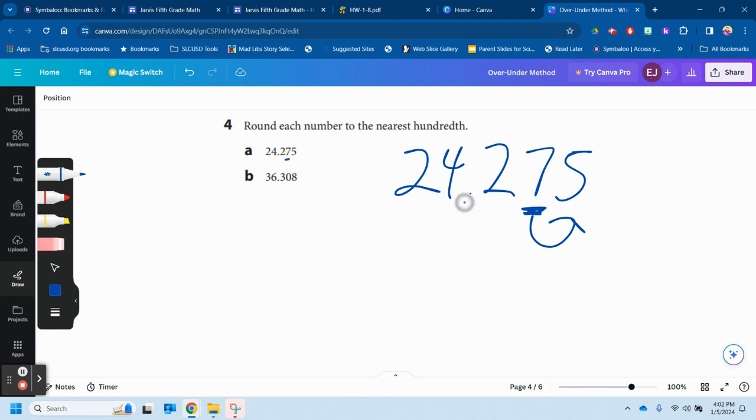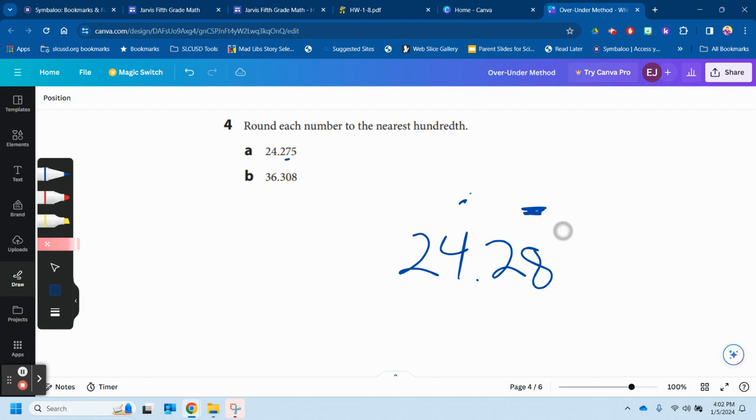We're increasing the score here, so it's 24 and 28 hundredths. Okay, so that rounds. And now here, find the rounding place.